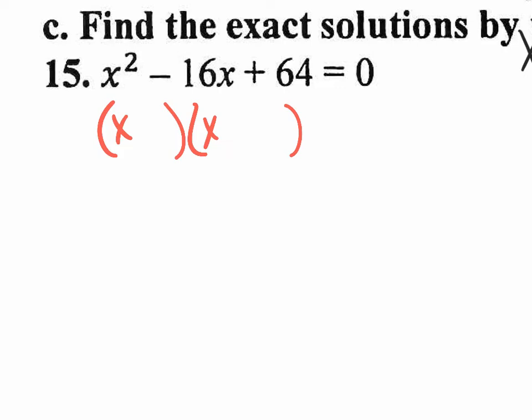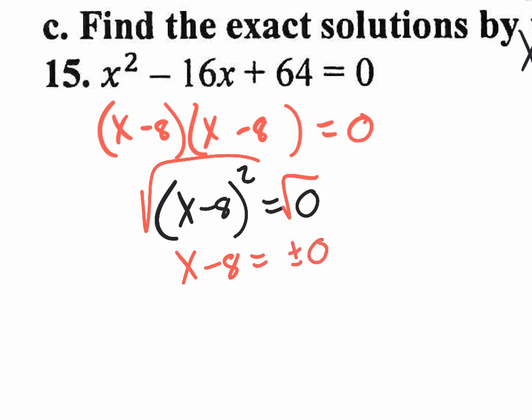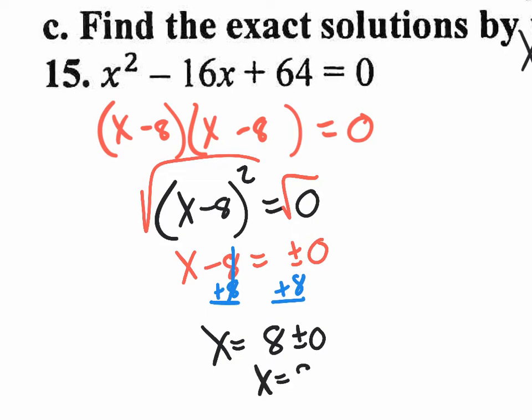Factoring, right? What times what is positive 64 that if you combine together is negative 16? Negative 8 and negative 8 equals 0, right? So at this point, you could write it as a binomial squared, which will be x minus 8 equals 0. And you could square root. You'll have x minus 8 equals plus or minus 0. So all you got to do is add 8. You'd have to rewrite it. x equals 8 plus or minus 0, which is not going to give you two different answers. If you add 0 or subtract 0, it's still going to give you the answer 8. So your answer is 8.